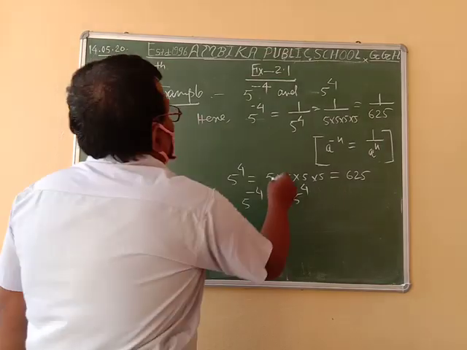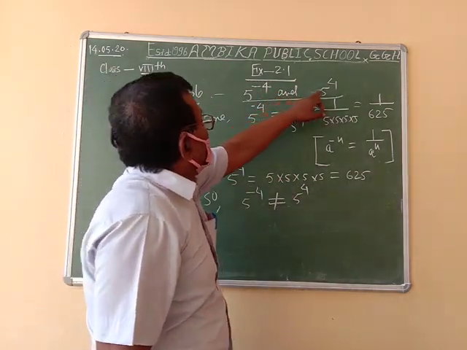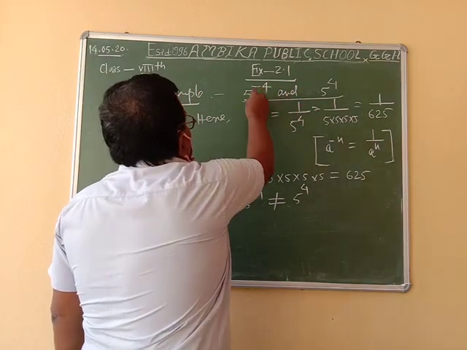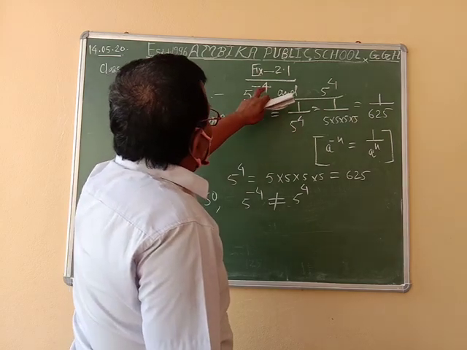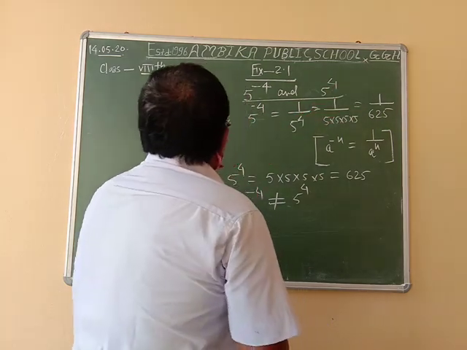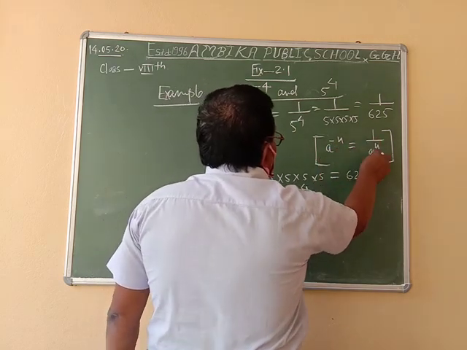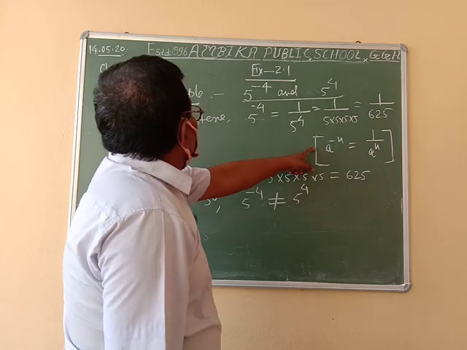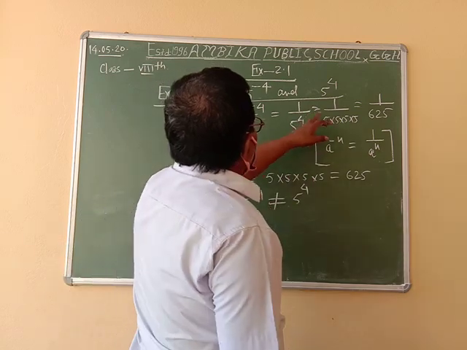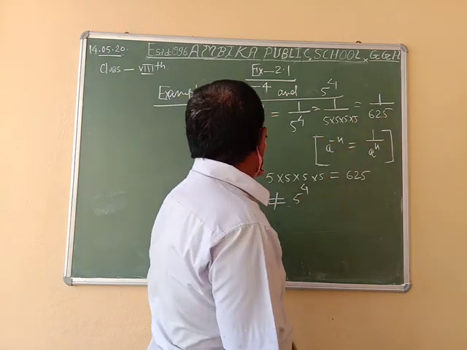We are given two numbers, 5 to the power minus 4 and 5 to the power 4. Here the exponent is different. The exponent of the first number is minus 4 and the exponent of the second number is plus 4. Using the formula a to the power minus n is equal to 1 by a to the power n, 5 to the power minus 4 is equal to 1 by 5 to the power 4, which is 1 by 5 into 5 into 5 into 5, equal to 1 by 625.